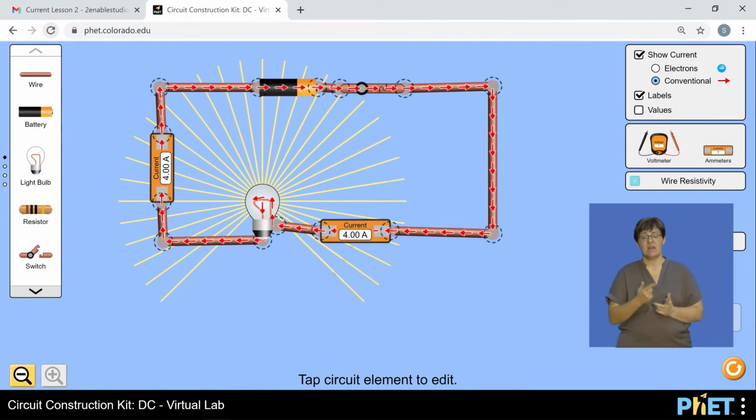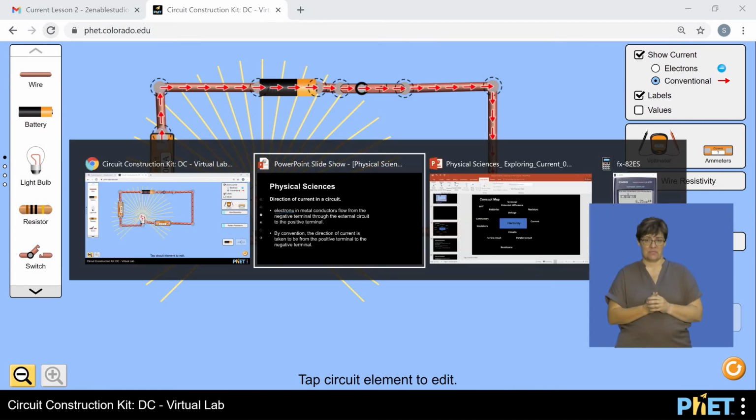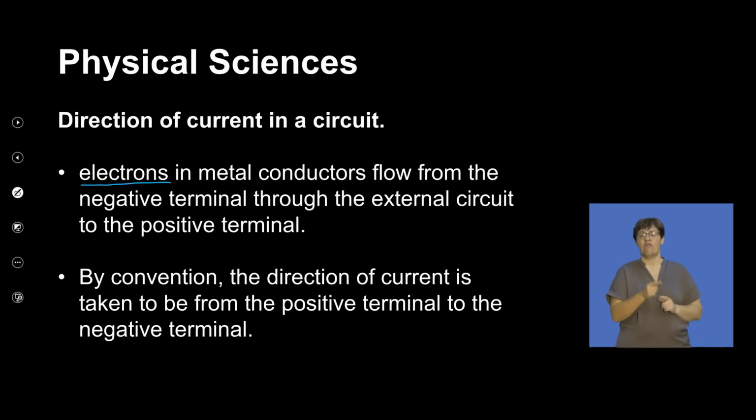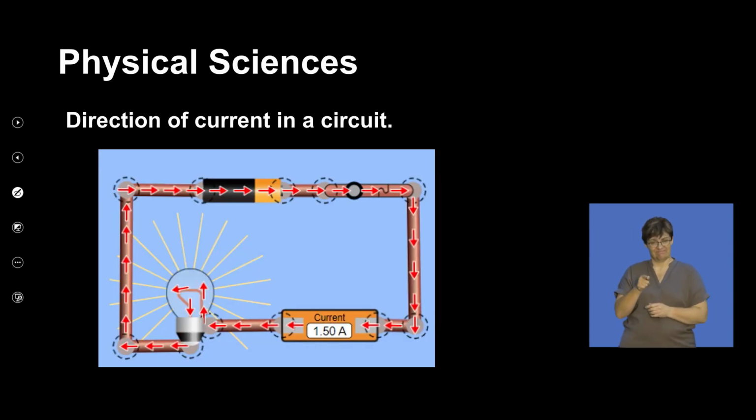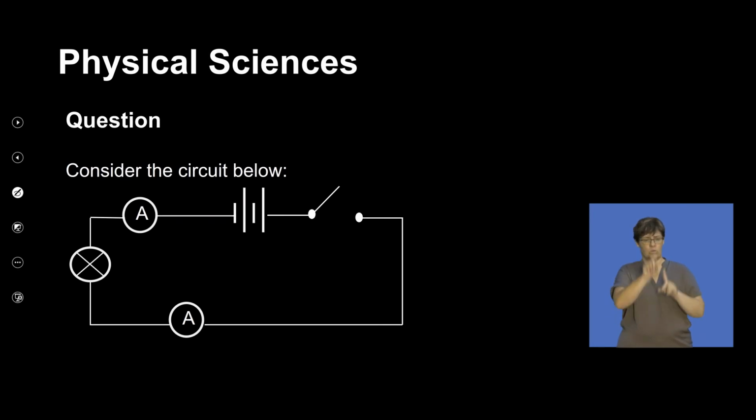Each time we talk of conventional, we talk about the standard, internationally agreed way in which we describe the flow of current in all circuits that we set up. Let's go back to our simulation. By convention, the direction of current is taken to be from the positive terminal to the negative terminal, as we have demonstrated. So this is what we meant by conventional current: positive to negative. All right.